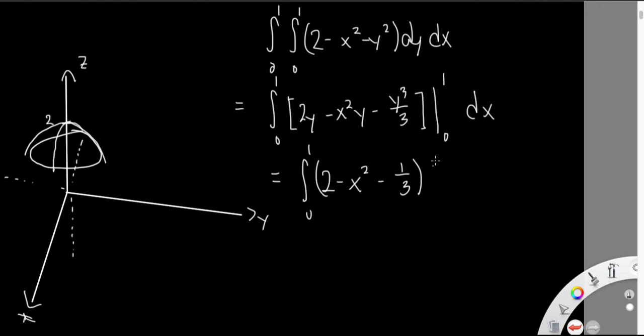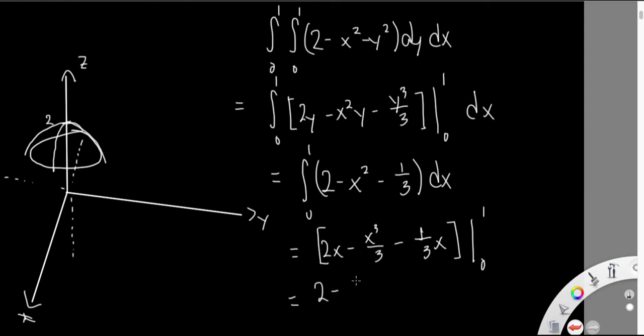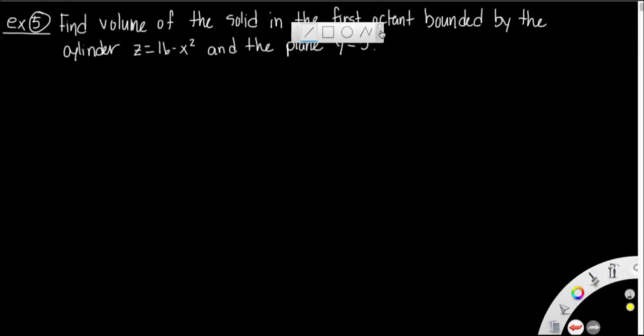So we're left with this integral with respect to x, evaluated from 0 to 1. It'll be 2x minus x cubed over 3 minus 1/3 x, evaluated from 0 to 1. And we'll get 2 minus 1/3 minus 1/3. We're left with 2 minus 2/3, which is 1 1/3, which comes out to 4/3. This is our solution. And on to the fifth example.